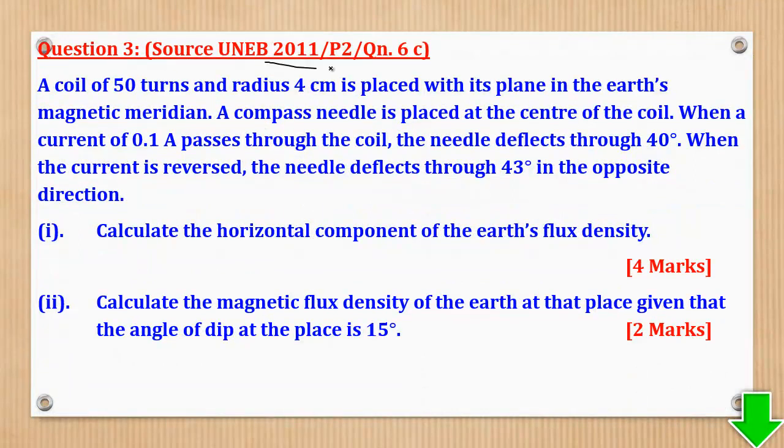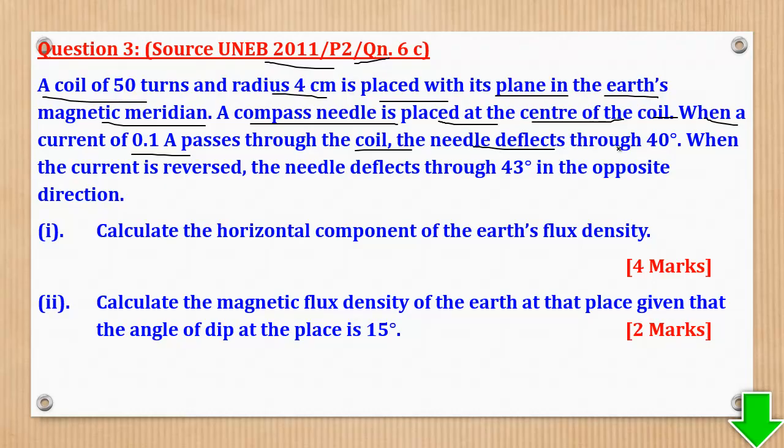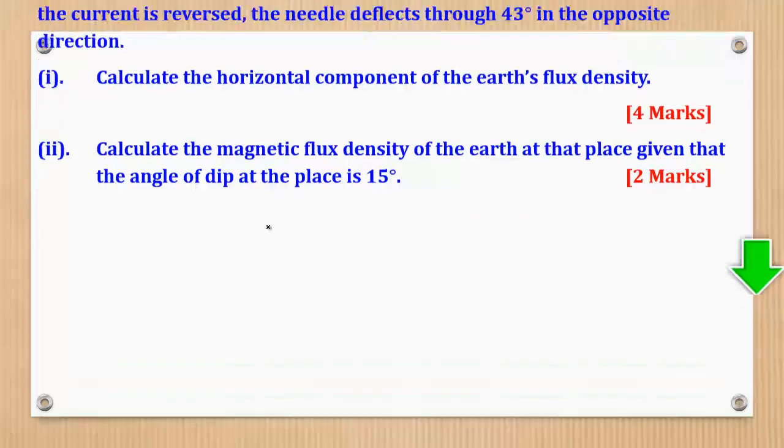Then question 3 came from UNEB 2011, paper 2, question 5C, and says, a coil of 50 turns and radius 4 centimeters is placed with its plane in the Earth's magnetic meridian. A compass needle is placed at the center of the coil. When a current of 0.1 amps passes through the coil, the needle deflects through 40 degrees. When the current is reversed, the needle deflects through 43 degrees in the opposite direction. Roman 1. Calculate the horizontal component of the Earth's flux density.